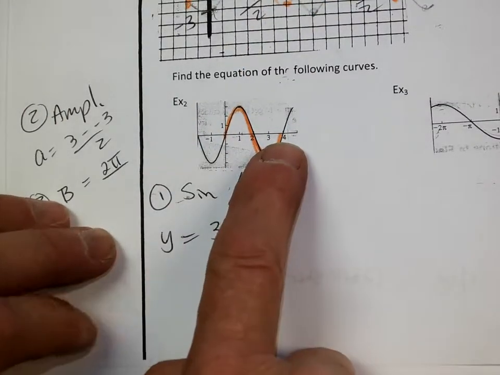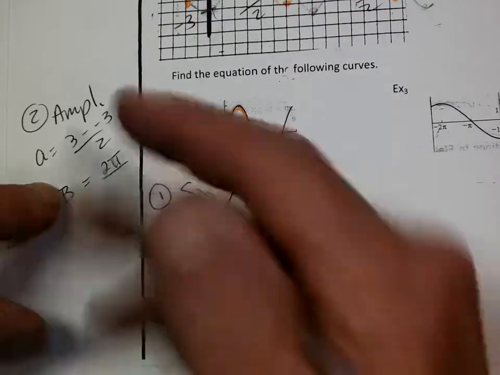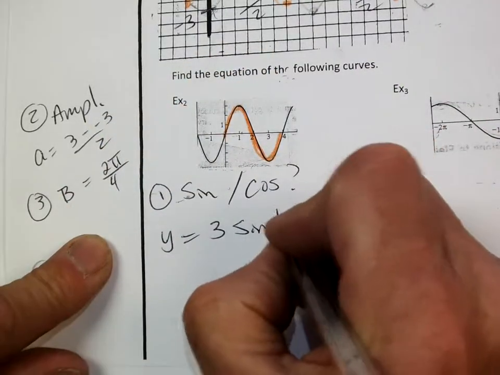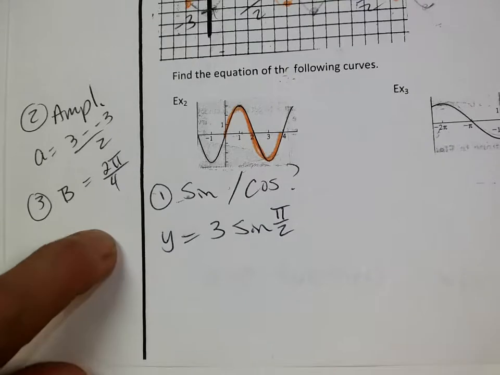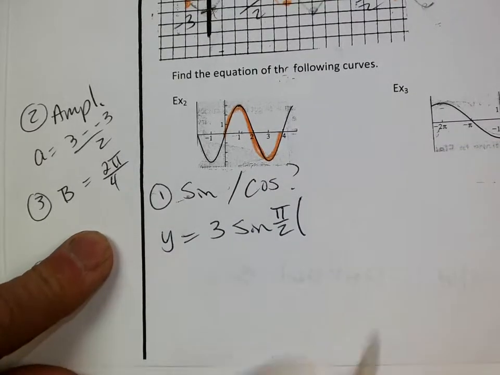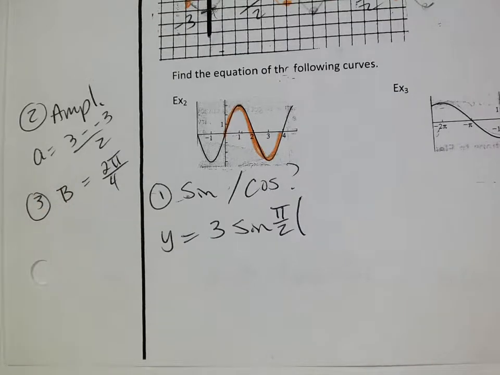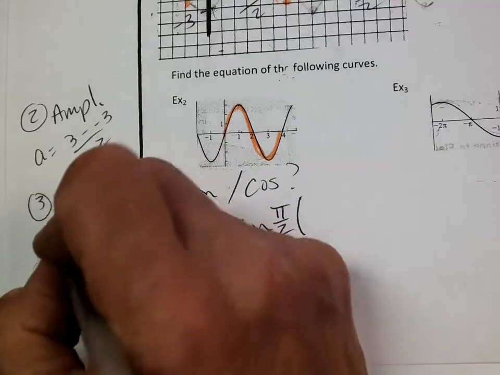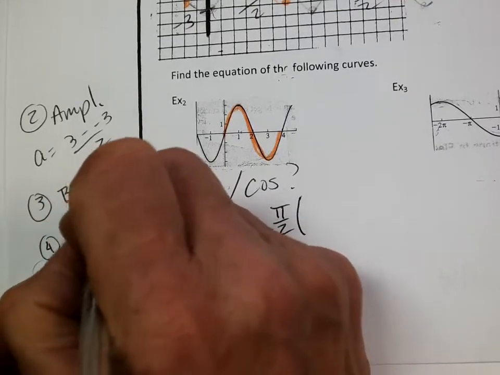It's 4, right? So you take 2 pi and divide it by 4, and that reduces to pi halves. Okay? And I'm going to draw my parentheses. I might not need the parentheses, but I like to put my parentheses in there in case I need it. Now the next thing. 4. Has it been shifted? Yeah.